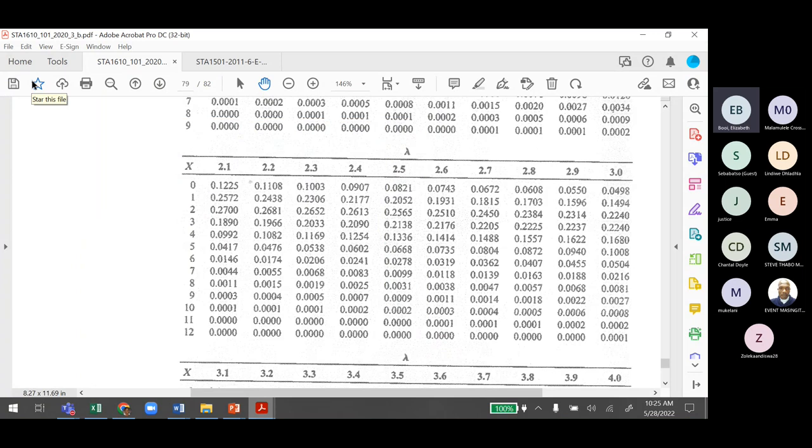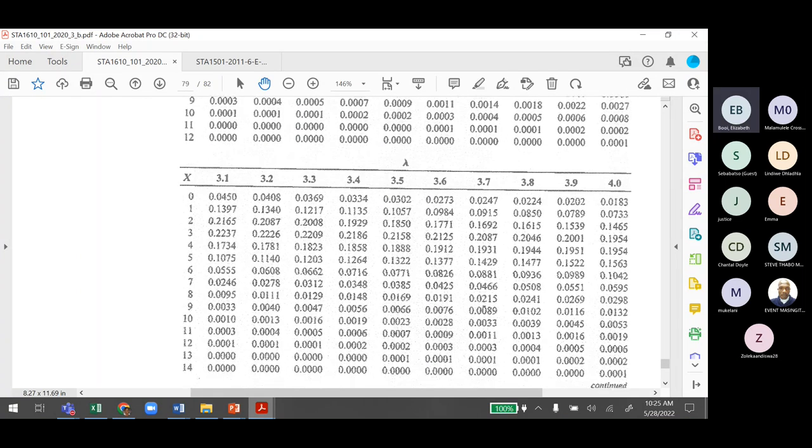1501. We're looking for lambda of 3.5, and we're looking for the probability that X is equal to 6, which is easy for you because we just go to where it is 6, and that is equal to 0.0771. Easy.